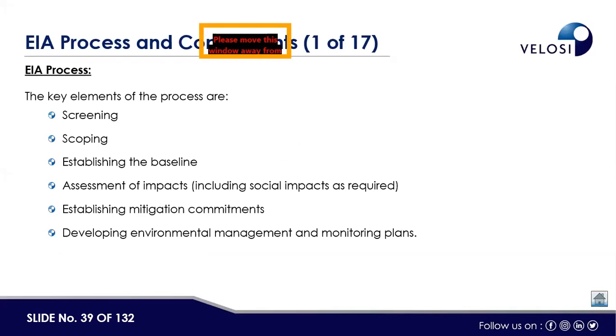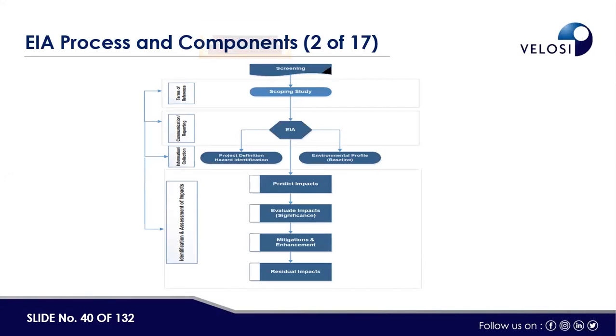The EIA process and the key elements of the process are: first we have to carry out the screening, then scoping, establishing the baseline, assessment of impacts, establishing the mitigation commitments, and then accordingly developing environmental management and monitoring plans. Then what is screening? This is basically the flow chart. First we have to carry out the screening study, then scoping, then environmental impact assessment, then accordingly predict the environmental impacts, then evaluate whether it's low, medium, or high. So we have to evaluate the impacts as well, their significance on the environment. Then on the basis of the significance of the environmental impact, we have to propose some mitigation measures, and accordingly we have to monitor those mitigation measures as well.